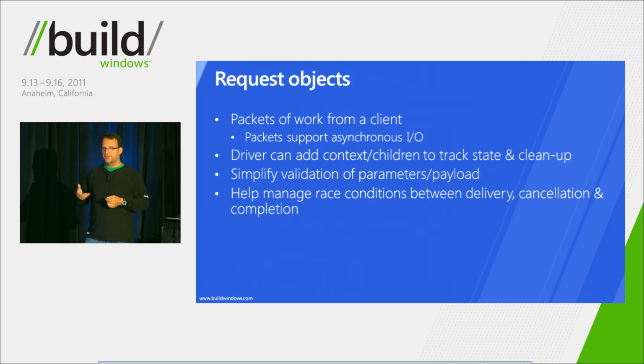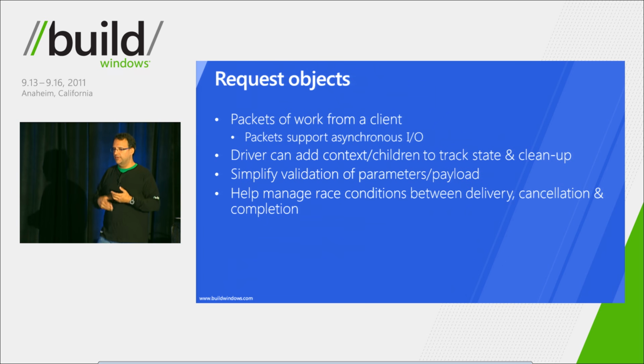And we looked at these. These are called IRPs, or I/O request packets, in WDM. And we made them into objects because every time we've ever worked with an IRP, we have to track context. We have to track helper objects that go with that request. We need something we can push into a queue. We need something that we can synchronize around. So we made it into an object. You can add context and children, just like any other object.